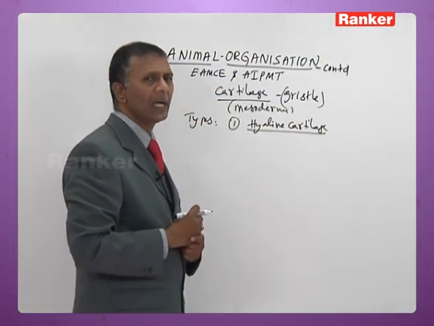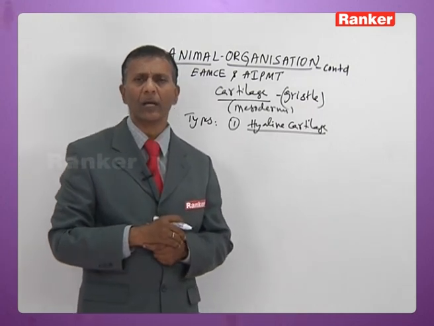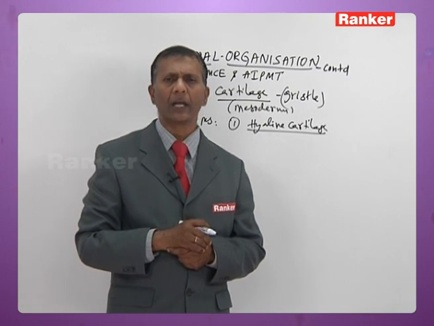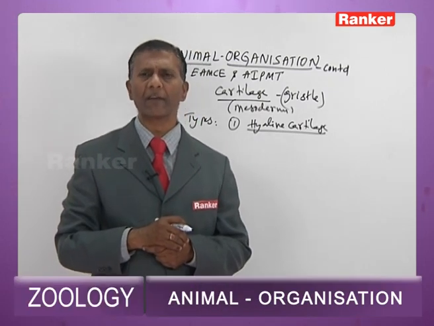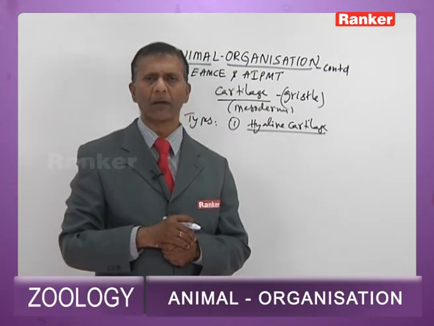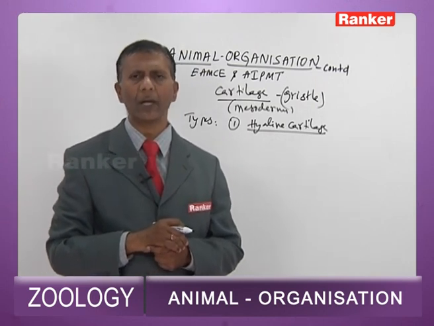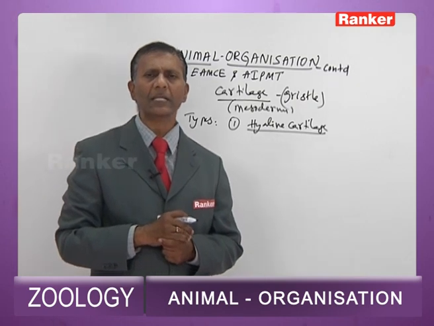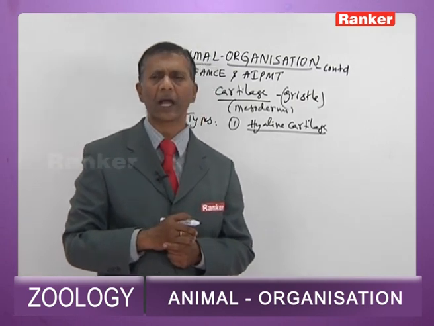Hyaline cartilage has a slightly bluish tinge. Here the collagen fibers are present in the chondrin, but they are extremely thin and their refractive index is similar to that of chondrin. That's why they remain invisible in the chondrin. Hence it is called hyaline cartilage. The weakest among all three cartilages is hyaline cartilage.